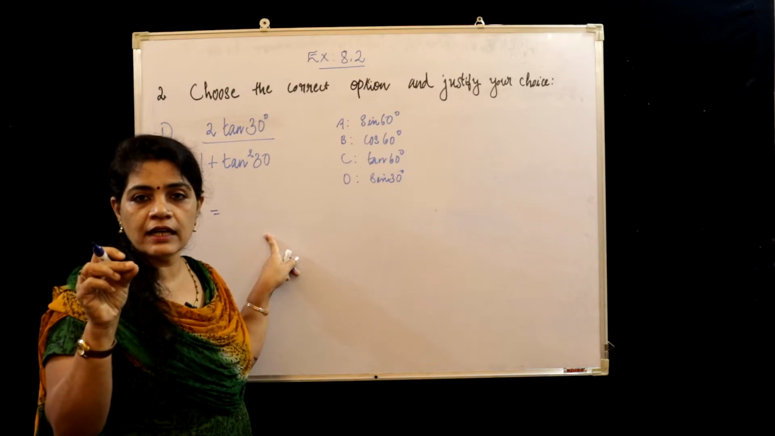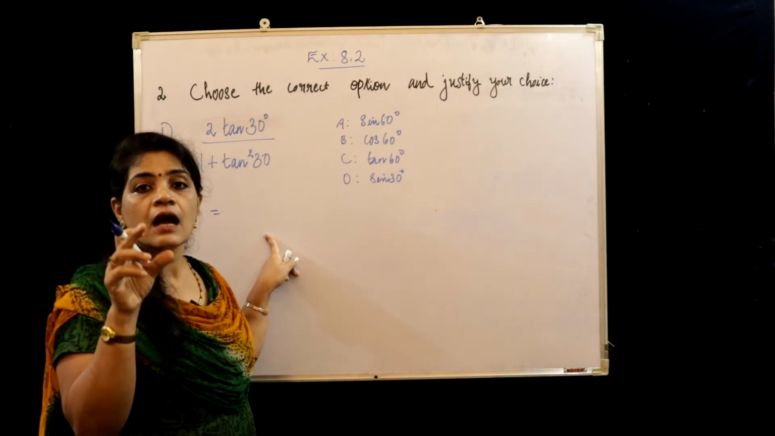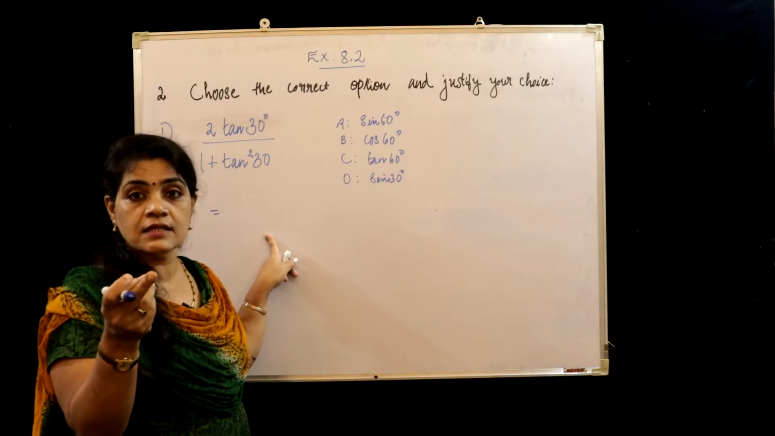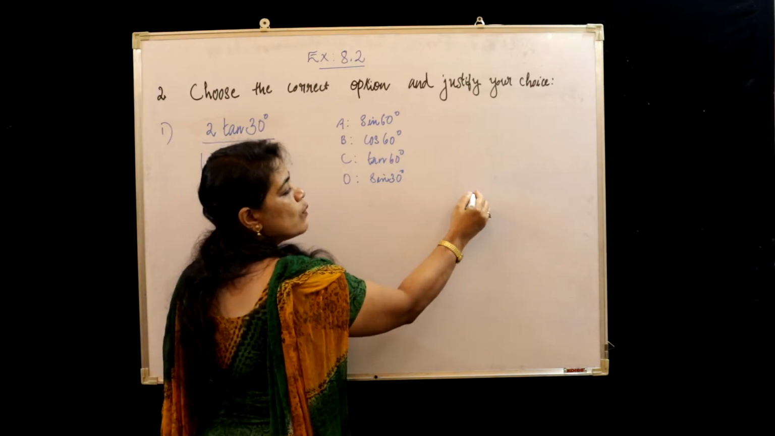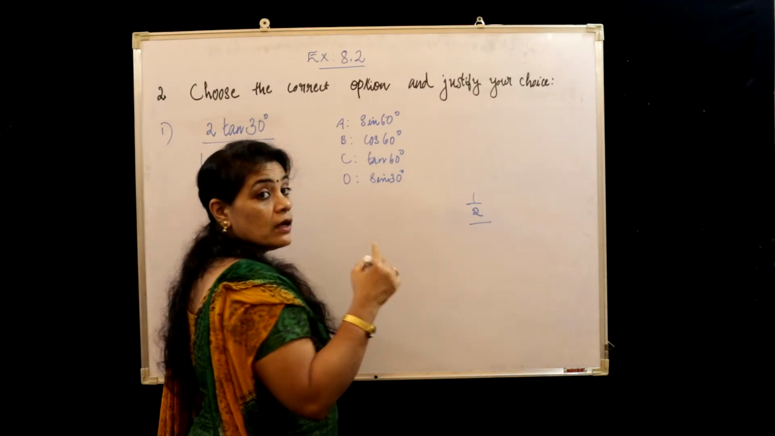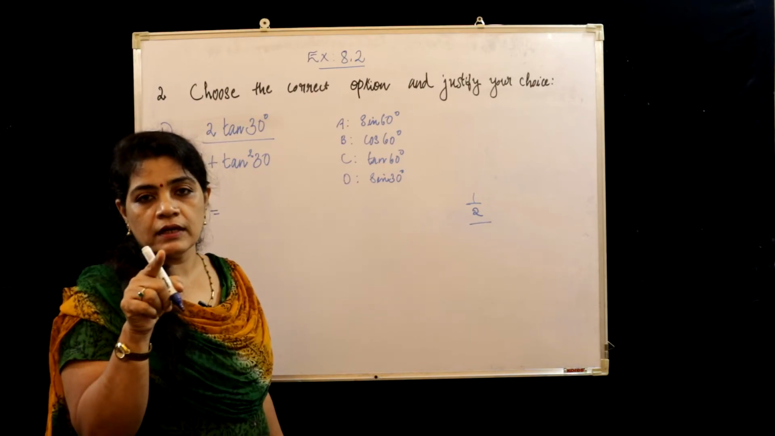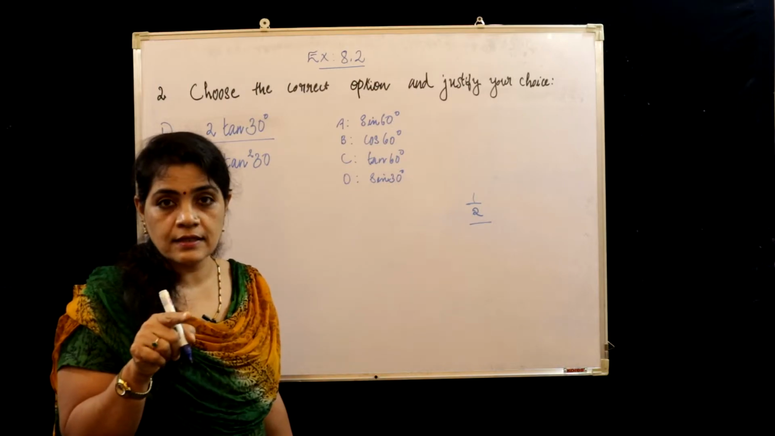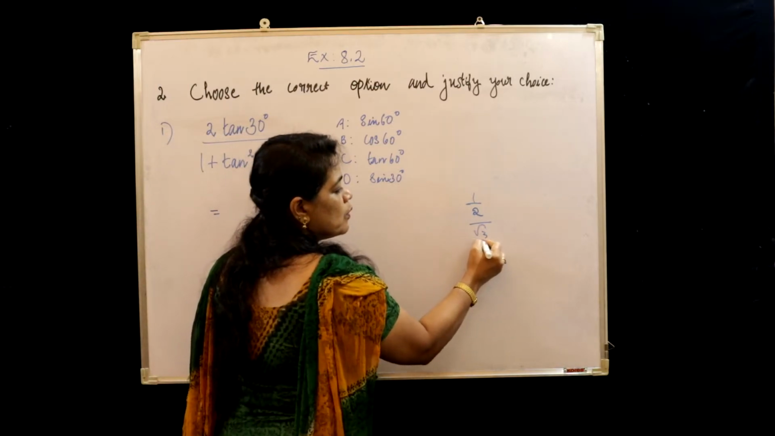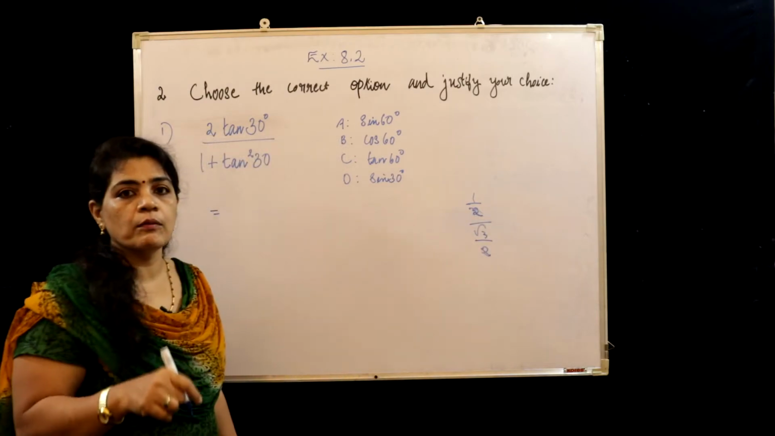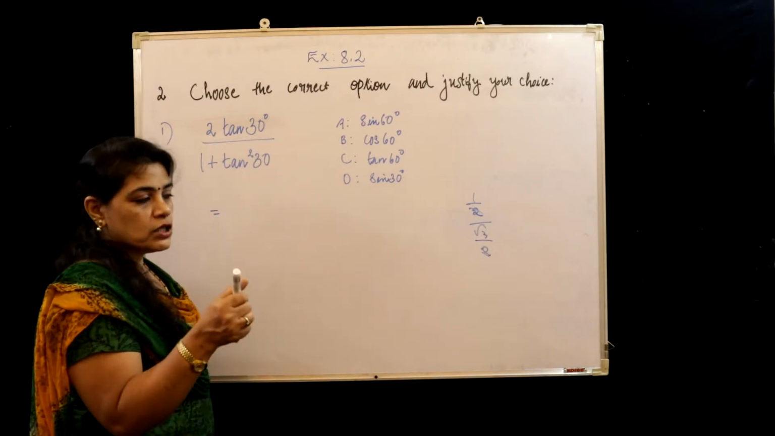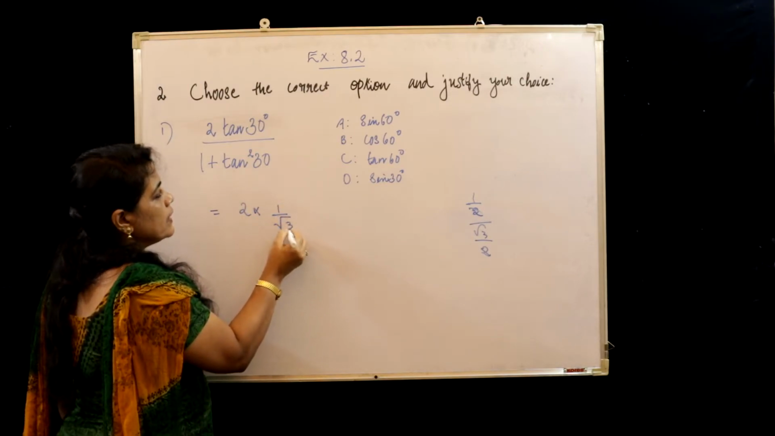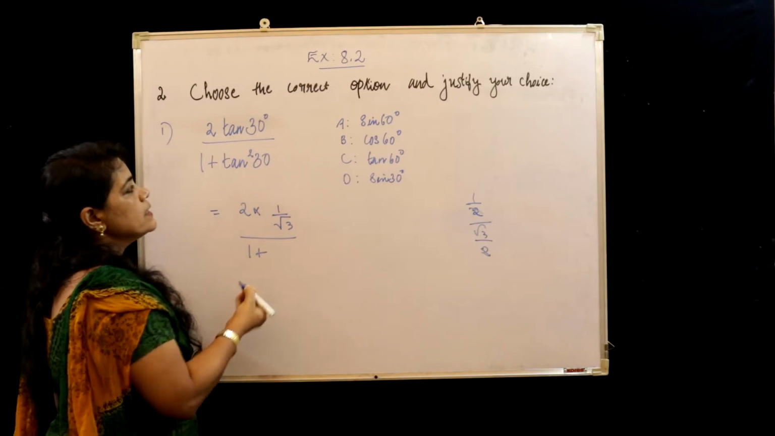Because sine 30 divided by cos 30. Sine 30 is 1 by 2, divided by cos 30. Cos 30 equals sine 60, isn't it? Cos 30 and sine 60 are in complementary relation, both are the same. So cos 30 equals sine 60, which is root 3 by 2. The 2s get cancelled, so 1 by root 3 is tan 30, by the quotient relation. So 2 into 1 by root 3, divided by 1 plus tan square 30.